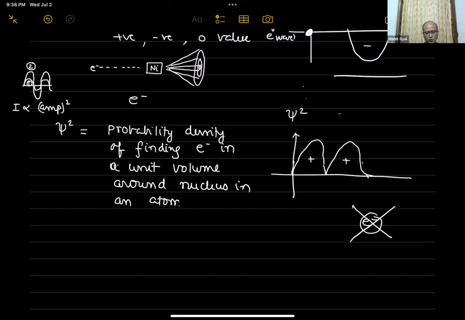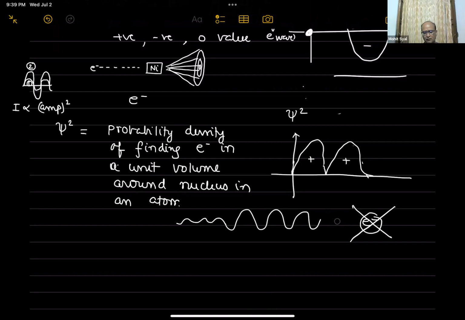Now we know that the electron is not a particle, it is a wave. And if it is a wave, it's not present everywhere equally. Got it? Is it clear? Is it everywhere equally? No.